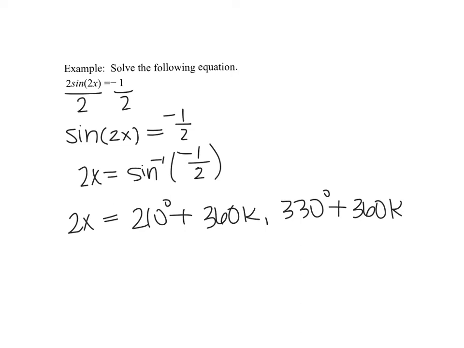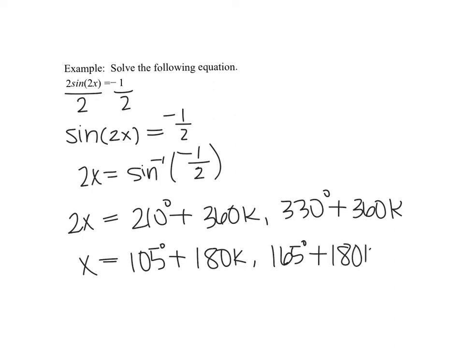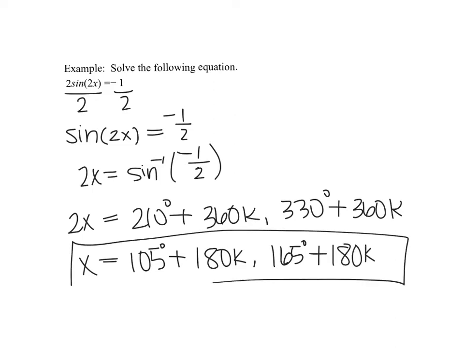To get the solution for x, we now divide everything by 2. So our solution is x equals 105 degrees plus 180K and 165 degrees plus 180K. Those are the solutions to our equation.